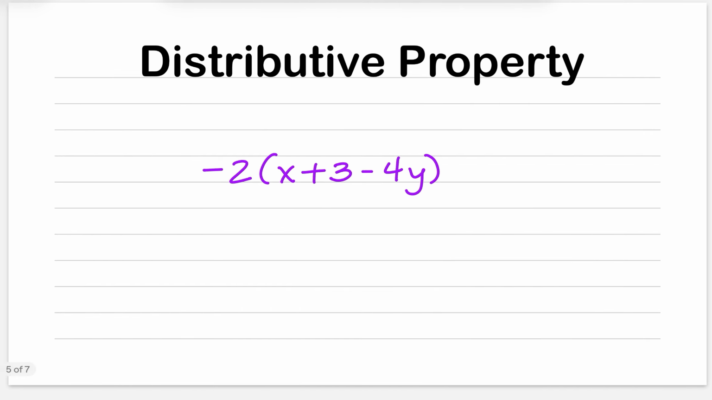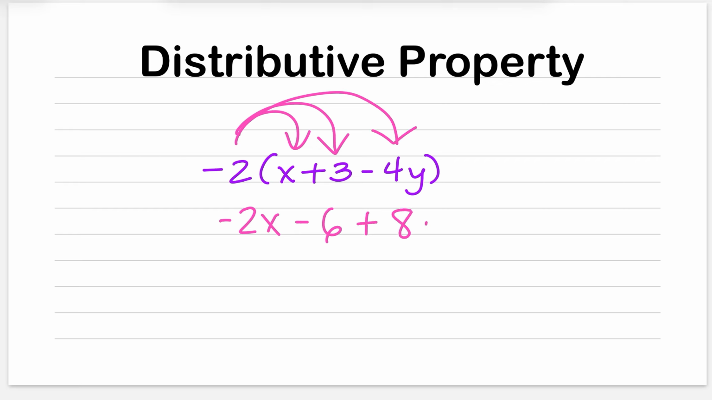The last method we're going to look at is the arrow method. I'm going to take negative 2 times x, that gives me negative 2x. Negative 2 times 3 gives me negative 6. Negative 2 times negative 4 gives me a positive 8y.